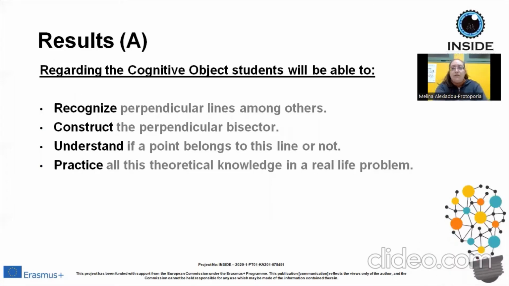The results of this process regarding the cognitive sector are that the students will be able, after the lesson, to recognize the perpendicular line among others, construct the perpendicular bisector, understand if a point belongs to this line or not, and practice all this theoretical knowledge in real-life problems.